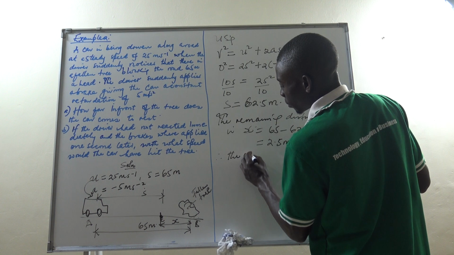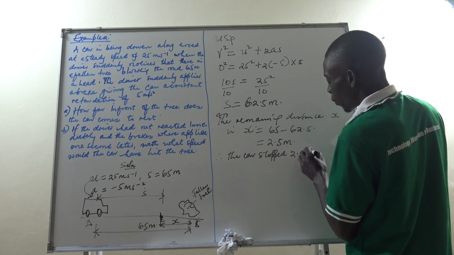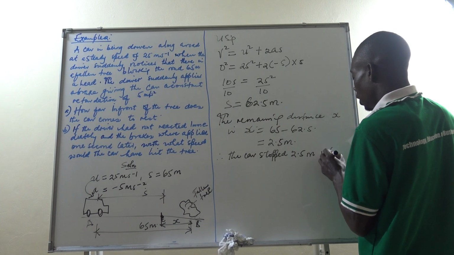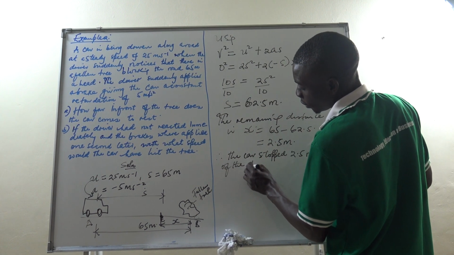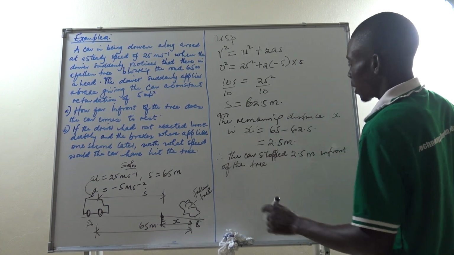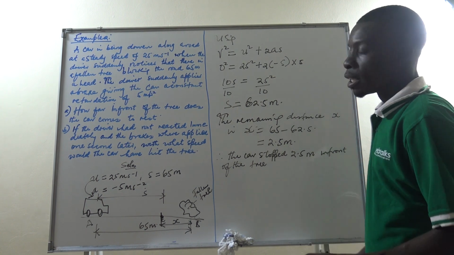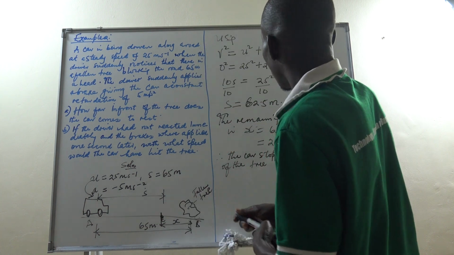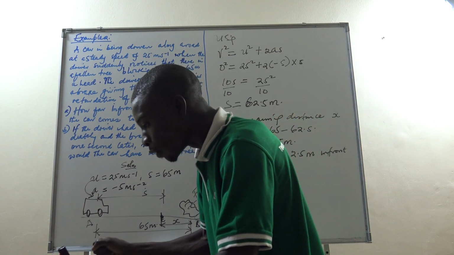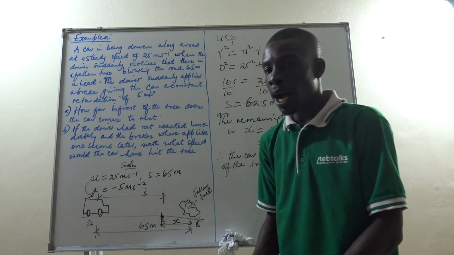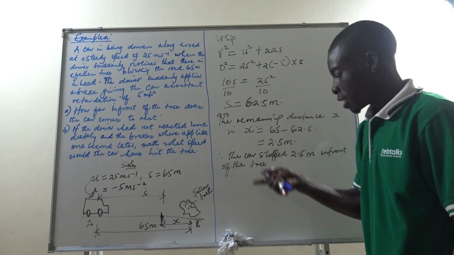Therefore, the car stopped 2.5 meters in front of the tree. Or the car came to rest, isn't it? The car came to rest 2.5 meters in front of the tree. All the same. So that is for the first part where they're asking us, when he was reducing the speed, how far in front of the tree did that guy actually come to rest? We can work it out following this procedure here.